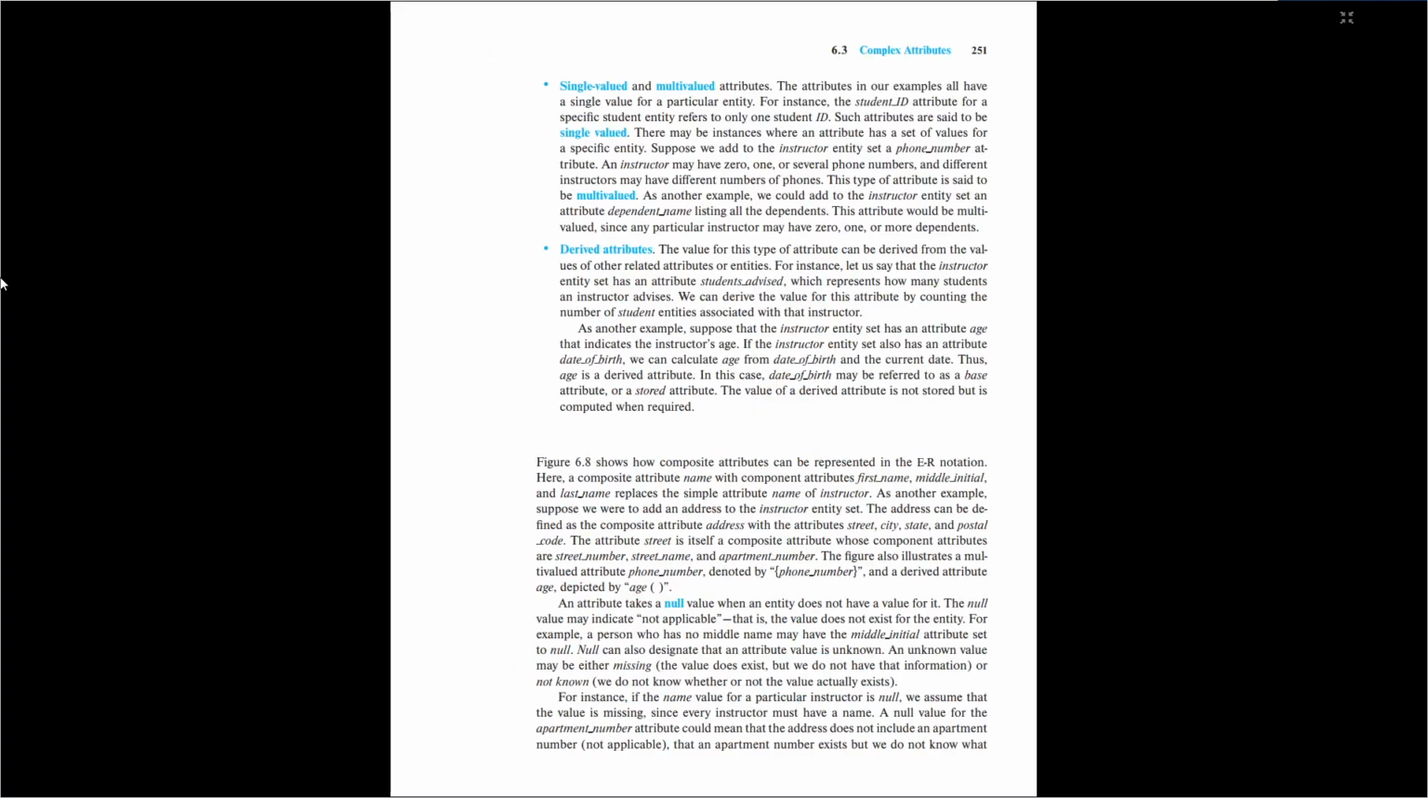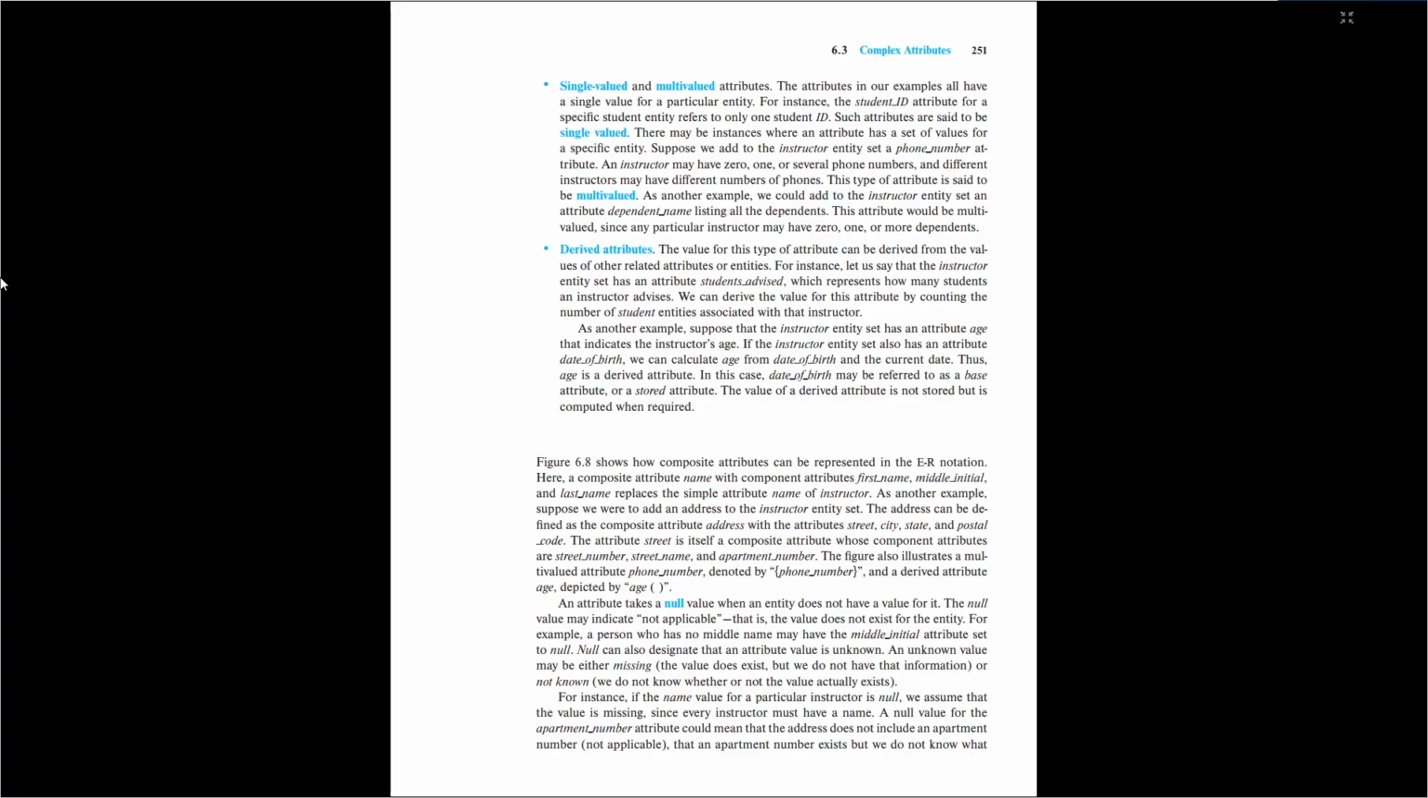6.3 Complex attributes. Single-valued and multi-valued attributes. The attributes in our examples all have a single value for a particular entity. For instance, the student ID attribute for a specific student entity refers to only one student ID. Such attributes are said to be single-valued.